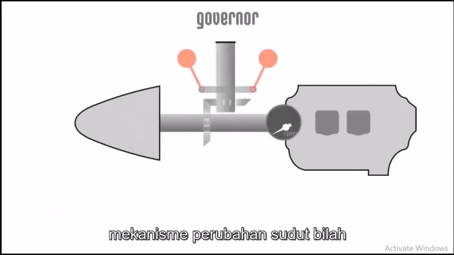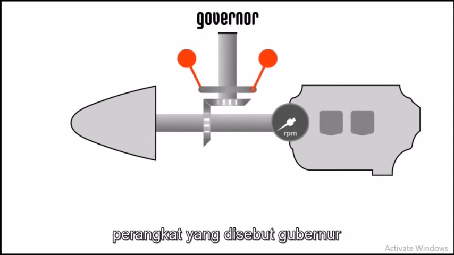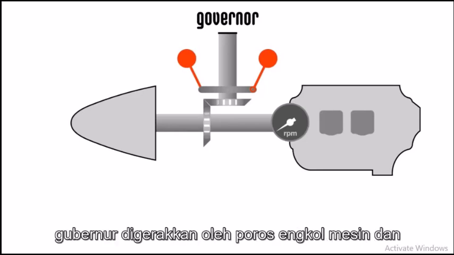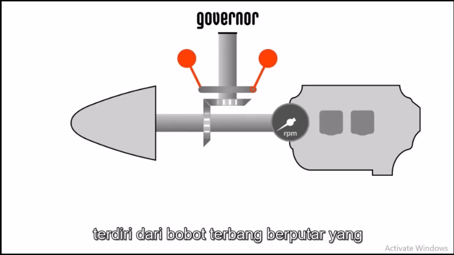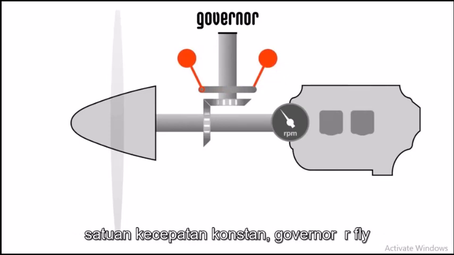The blade angle changing mechanism is operated hydraulically with help from a device called the governor. The governor is driven by the engine crankshaft and consists of rotating flyweights. The governor forms part of what's called the constant speed unit.